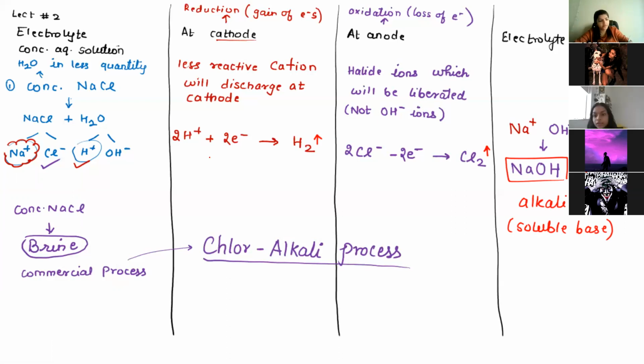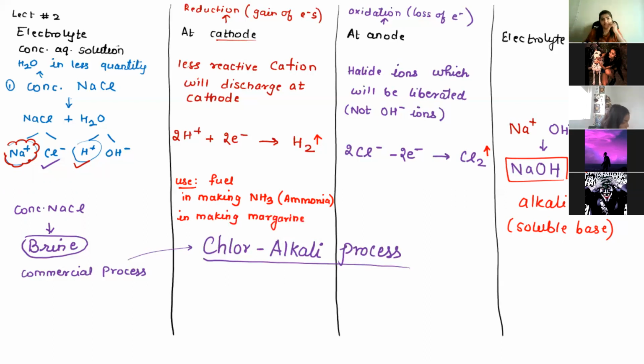So what are the uses of these products? Where do you use hydrogen? Hydrogen is used as a fuel. It is also used in making ammonia gas, which is NH3, and also in making margarine. Margarine is your animal fat, so it's used in making fats. So hydrogen is one of the commercial products which is used widely.